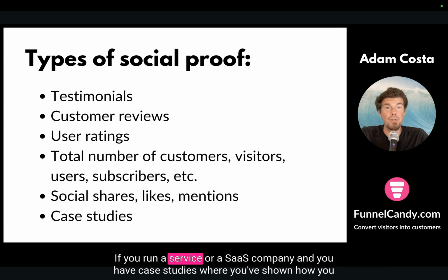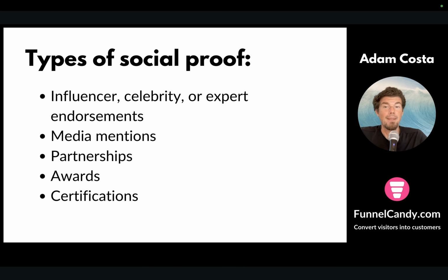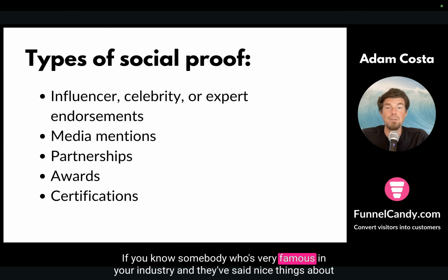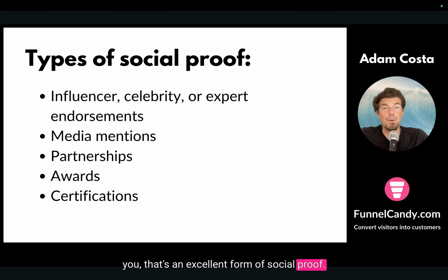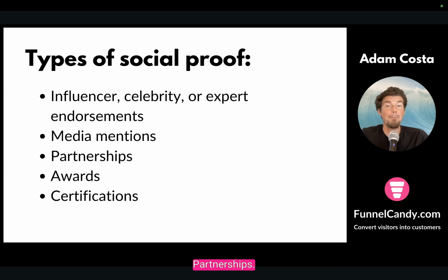If you run a service or a SaaS company and you have case studies where you've shown how you helped client X achieve Y, that's incredibly important. And it's an incredibly good use of social proof. There's also influencers or celebrities or expert endorsements. If you know somebody who's very famous in your industry and they've said nice things about you, that's an excellent form of social proof. Media mentions, if you've been featured in Forbes, the New York Times, the BBC, partnerships.